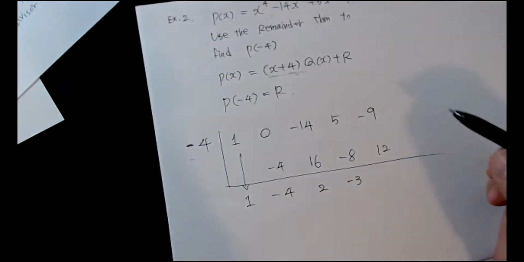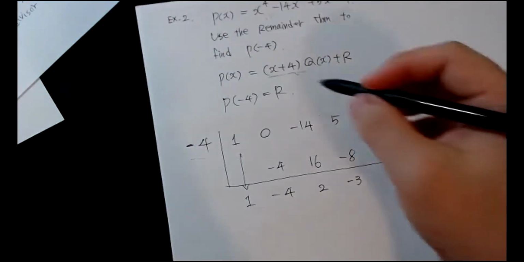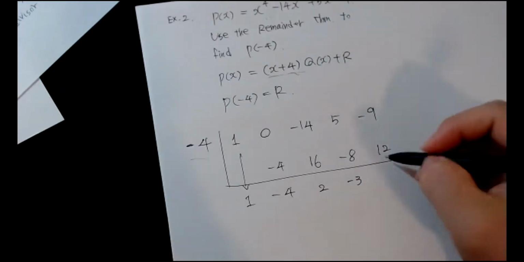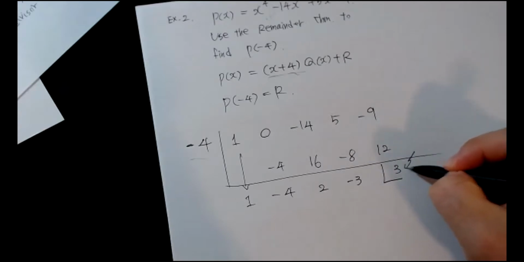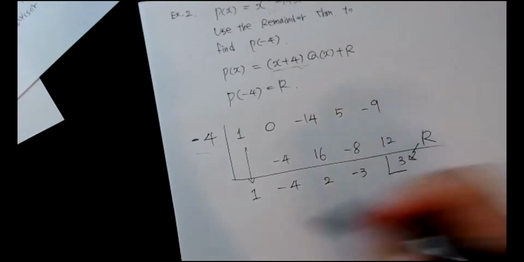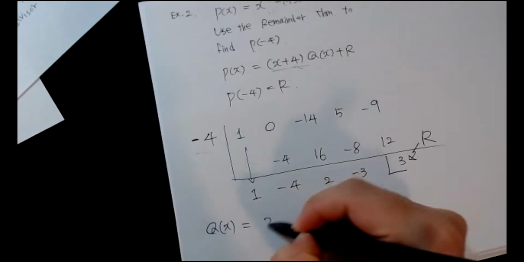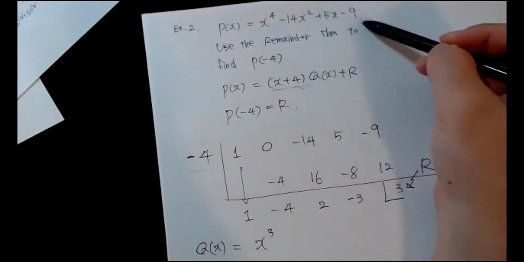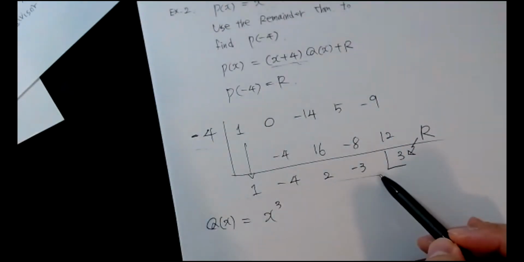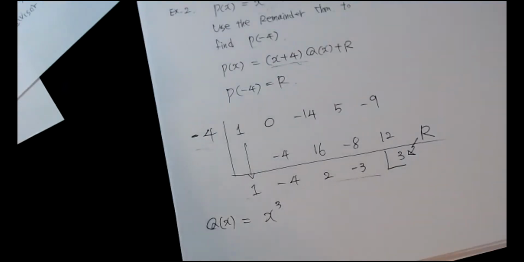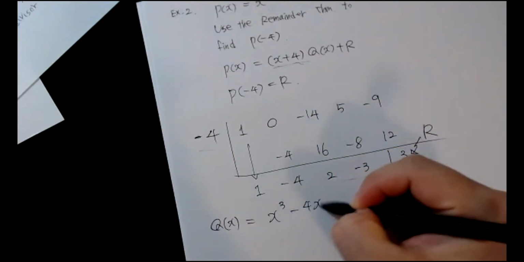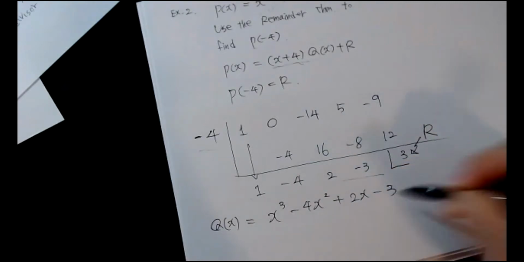So the last number, 3, is the remainder r. Then what's the quotient? It's a cubic. Why? Because the degree of the dividend is 4, so these are the coefficients of a polynomial whose degree is 1 less than the dividend, which is a cubic polynomial. So x cubed minus 4x squared plus 2x minus 3.